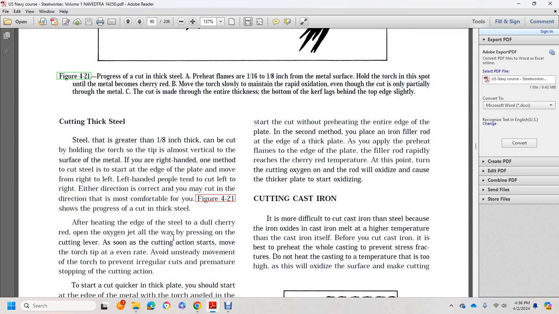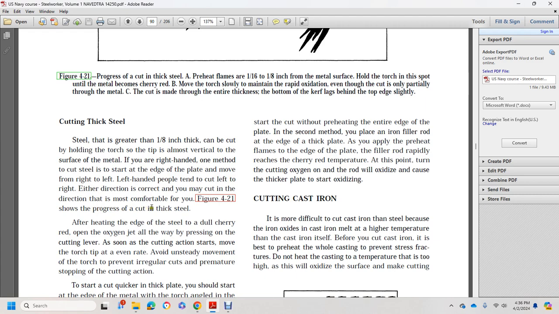Cutting thick steel. Steel greater than 1/8 of an inch can be cut by holding the torch tip almost vertical to the surface. Right-handed people often cut the steel from the edge of the plate, moving from right to left. Left-handed people often cut from left to right. Either direction is correct; use the direction most comfortable to you.